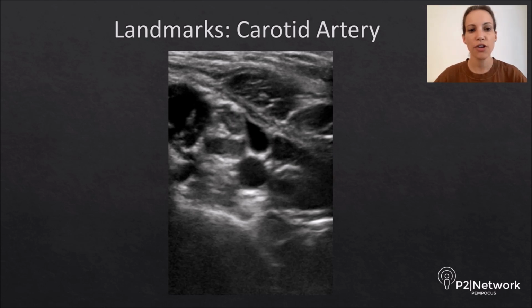So here's just another still picture looking at that similar landmark, the vertebral body and the carotid artery. Make sure that you put color Doppler on to help you identify these landmarks.